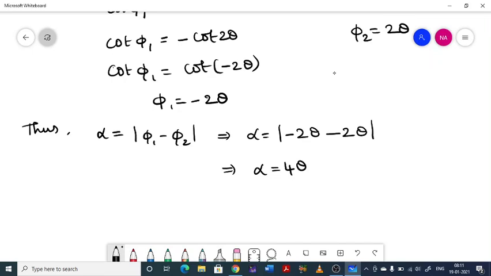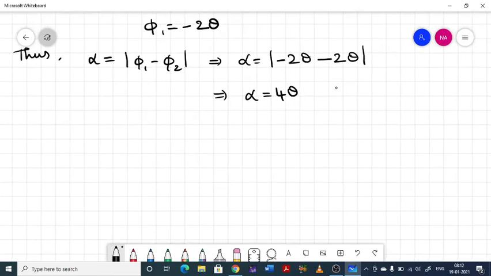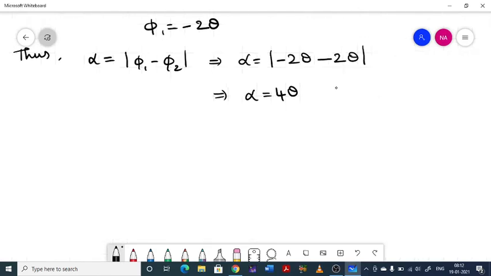So I got the angle of intersection. But the thing is, we have to find theta. Otherwise, this is incomplete, right? We need to find the angle of intersection. If it is given in terms of 4 theta, that is not the complete one. So as usual, same as in the previous problem, we need to eliminate theta in the given set of equations, then substitute here.